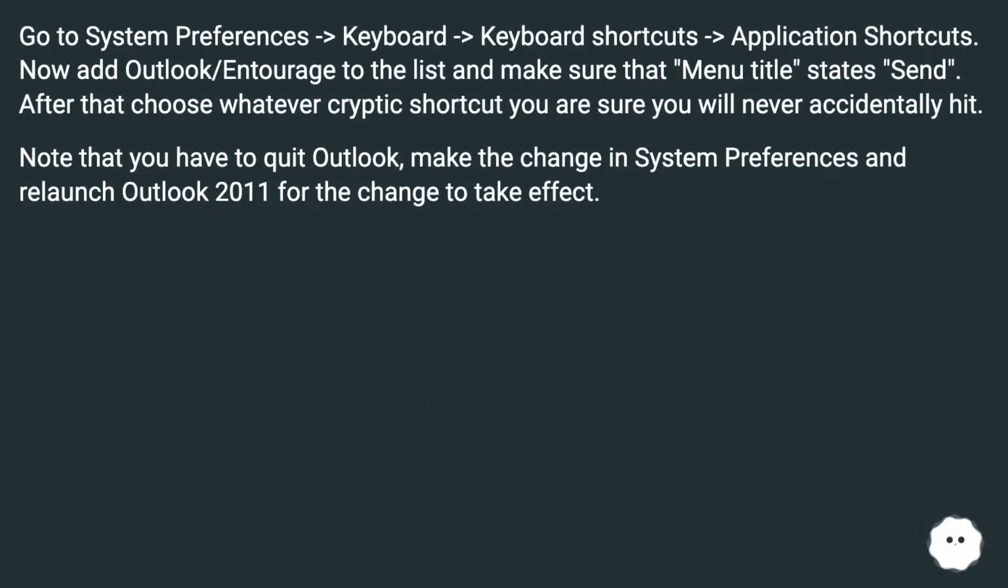Go to System Preferences, Keyboard Shortcuts, Application Shortcuts. Now add Outlook/Entourage to the list and make sure that the menu title states Send. After that, choose whatever cryptic shortcut you are sure you will never accidentally hit. Note that you have to quit Outlook, make the change in System Preferences and relaunch Outlook 2011 for the change to take effect.